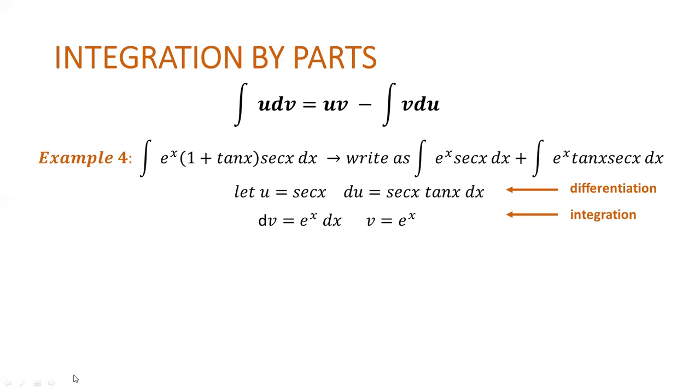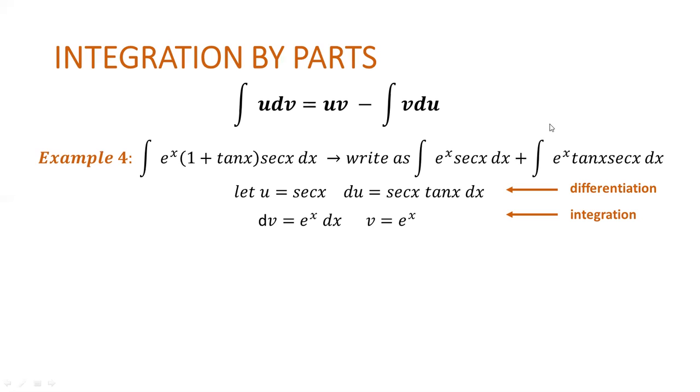Okay, this one is a little complicated, and I think this is the last example under integration by parts. So you have e raised to x times the quantity 1 plus tangent x secant of x dx. Now, we can write this by distributing the secant of x to this part here. So you have e raised to x secant of x dx, and also secant of x distributed in here together with the e raised to x.